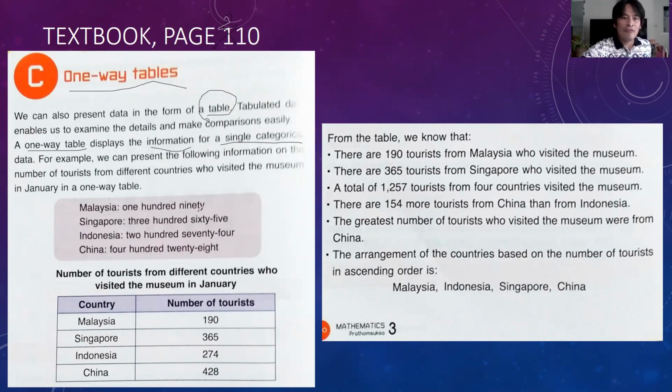Malaysia, for example, 190. Singapore, 365. Indonesia, 274. China, 428. So if you make a table out of this, just draw 6 rows and 2 columns. So this is the row. 1st row, 2nd row, 3rd row, 4th row, and the 5th row. This is the 1st column. This is the 2nd column.